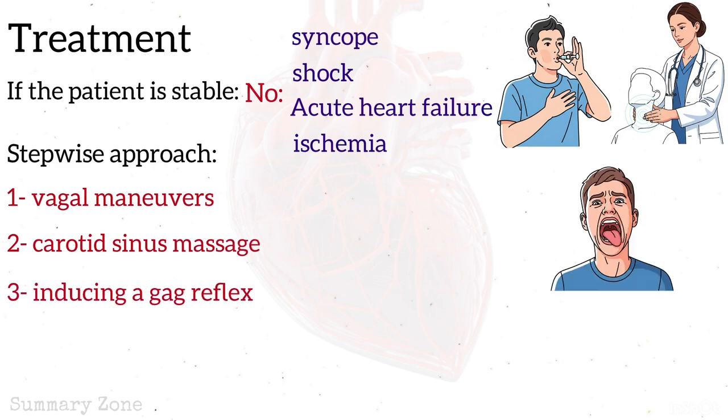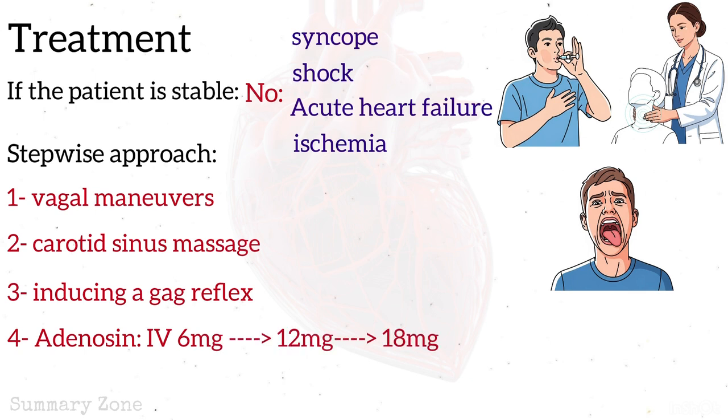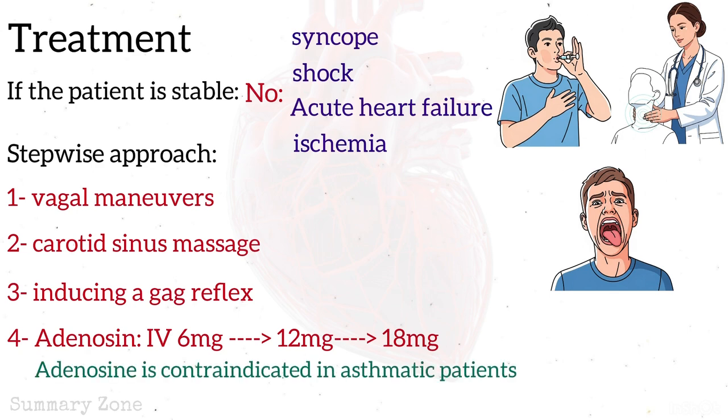If there's no response, the next step is adenosine. Give 6 mg IV push fast. If that doesn't work, give a 12 mg dose. Still no response? You can try a final 18 mg dose, but be careful, adenosine is contraindicated in asthmatic patients. Other drug options if adenosine fails or is contraindicated include calcium channel blockers like verapamil or diltiazem or beta blockers.